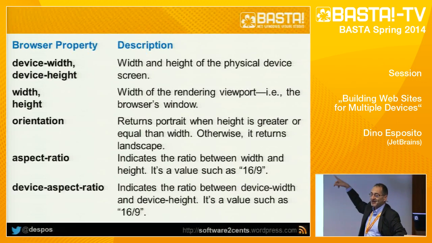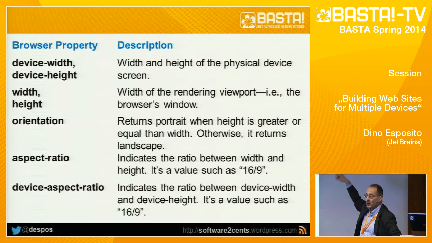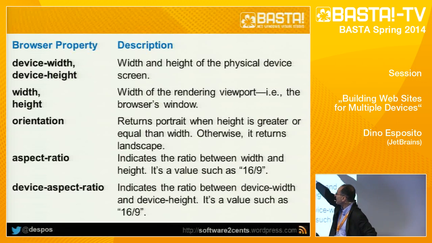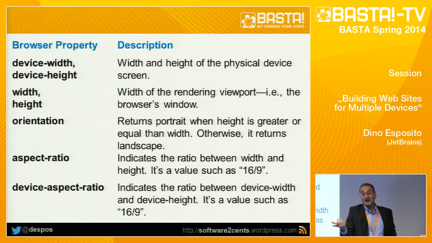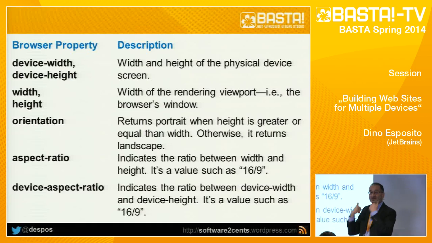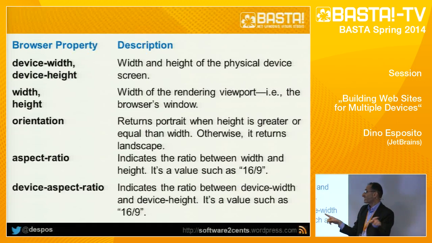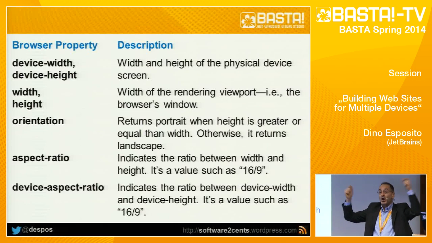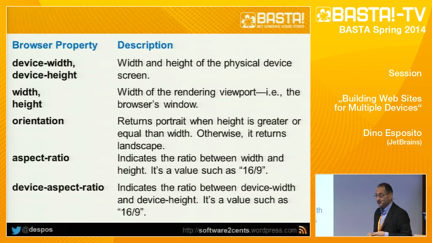So you have properties like device width and device height, which indicate the width and height of the physical device screen. Width and height instead indicate the width or height of the rendering viewport, the browser window. Now, the device width and width on mobile devices coincide, because on mobile devices every application runs full screen, so the two things essentially coincide. They are different instead on desktop browsers, because the window can be resized.